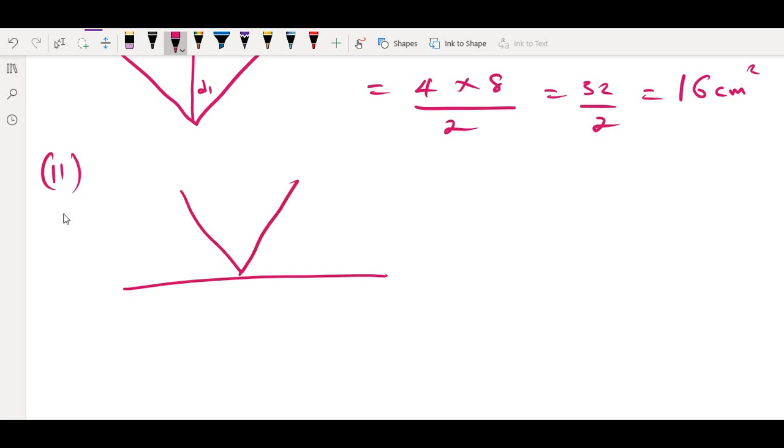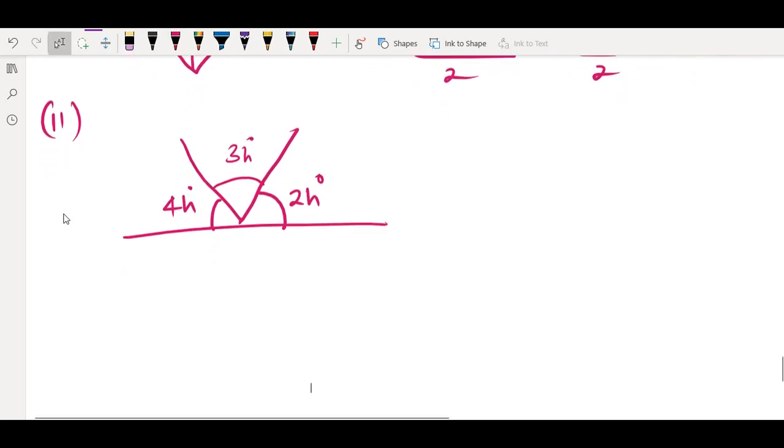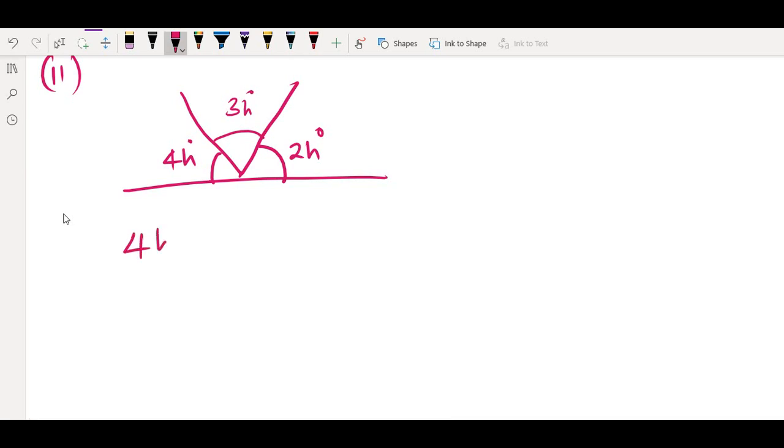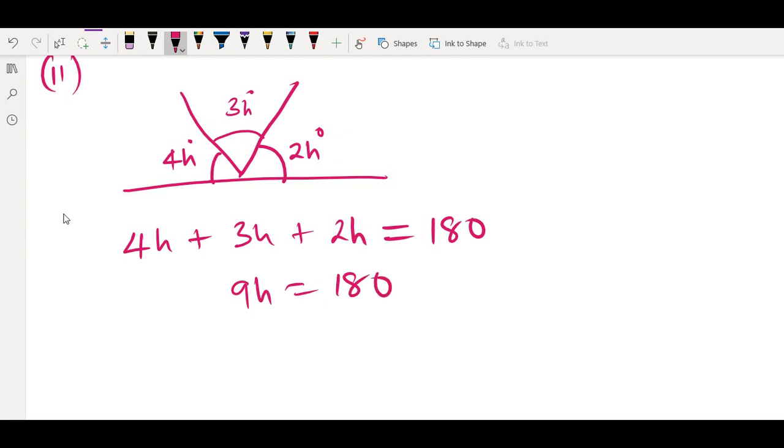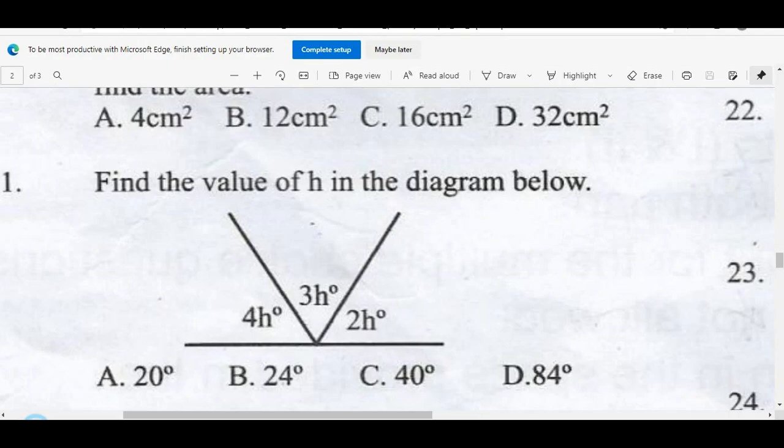Something of this nature, eh? Yes, sir. What's this angle? 4H degrees. What's this angle? 3H degrees. What's this angle? 2H. So sum of angles on a straight line. If we sum 4H plus 3H plus 2H, all in degrees, what will you get? 180 degrees. 4H plus 3H is 7H, plus 2H is 9H. So divide both sides by 9. Option what?